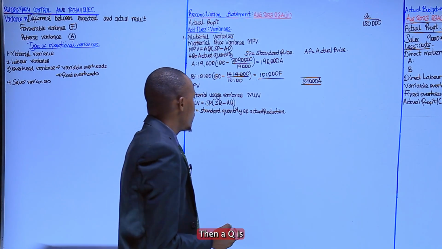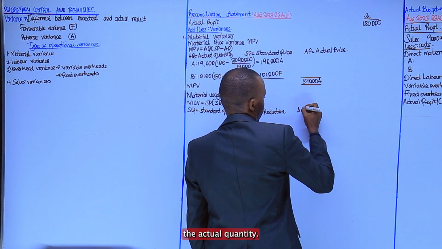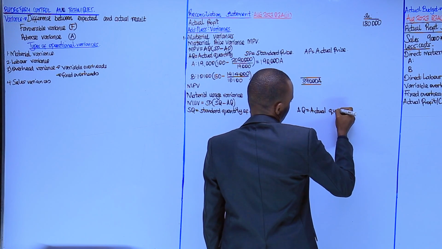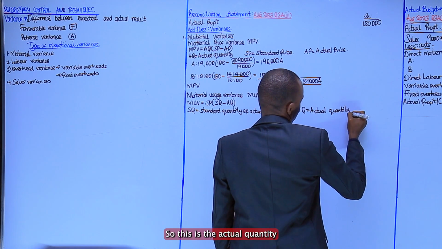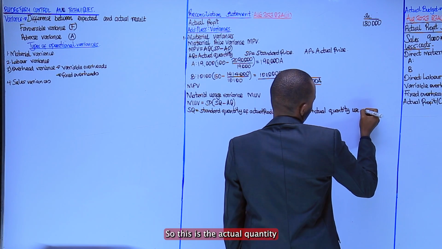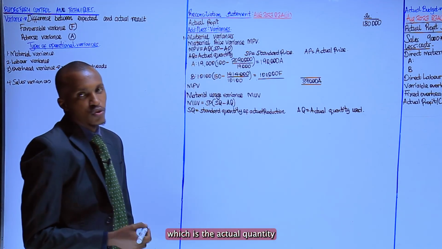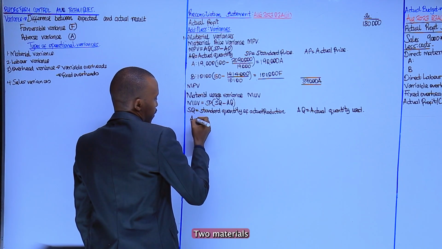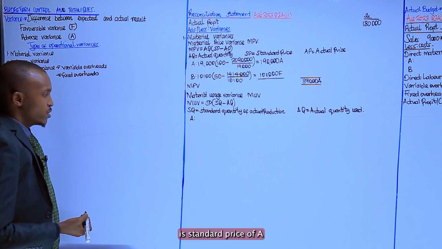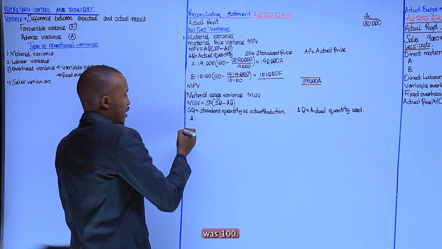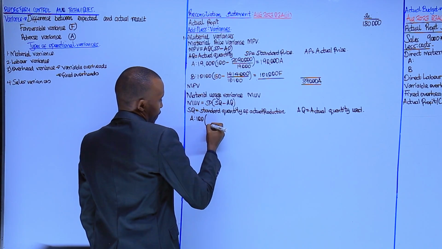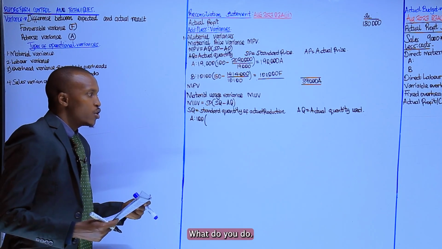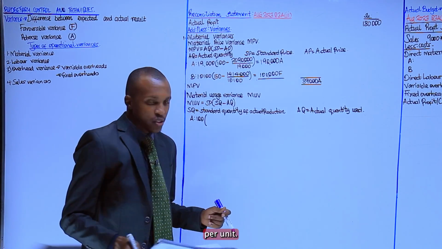Then AQ is the actual quantity of actual production. So this is the actual quantity used or consumed. We had two materials. A, your standard price of A was 100. Your standard quantity of actual production, what do you do? You're going to take your standard quantity per unit.